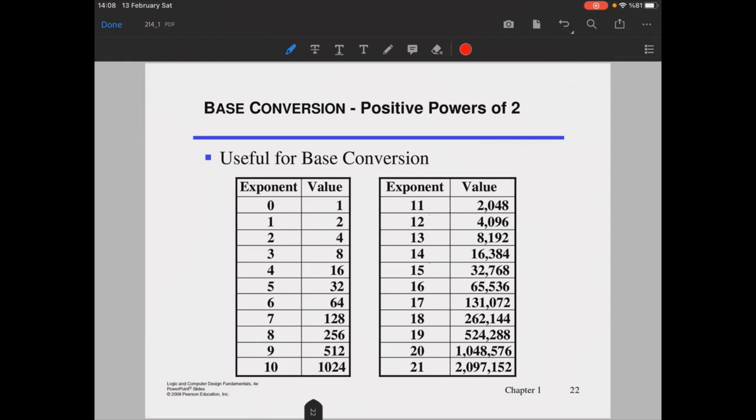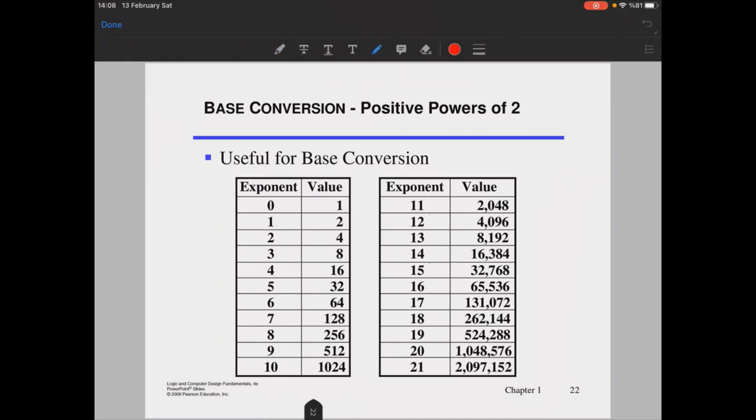How to convert between the bases, like from decimal to binary system, binary to decimal system. Do we need to memorize them? Again, no. No need to memorize them. But eventually, you will remember them, like I do now.